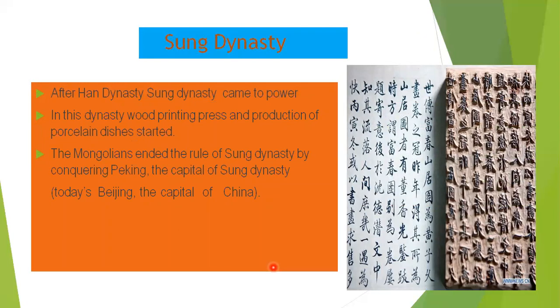And next is the Sung Dynasty. After the Han Dynasty, the Sung Dynasty came to power. In this dynasty, wood printing press and production of porcelain dishes started. This is known as the wood printing press. The Mongolians ended the rule of the Sung dynasty by conquering and sacking the capital. Today, what is the capital of China? Beijing is the capital of China.